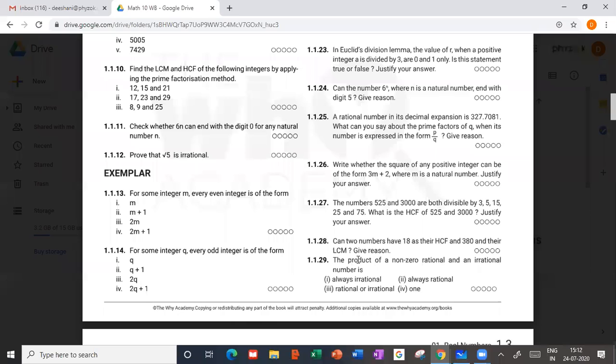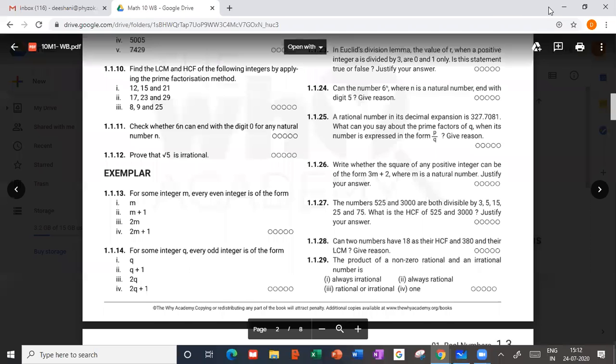Okay, this is pretty simple. You should be able to tell the answer just by looking at the question.